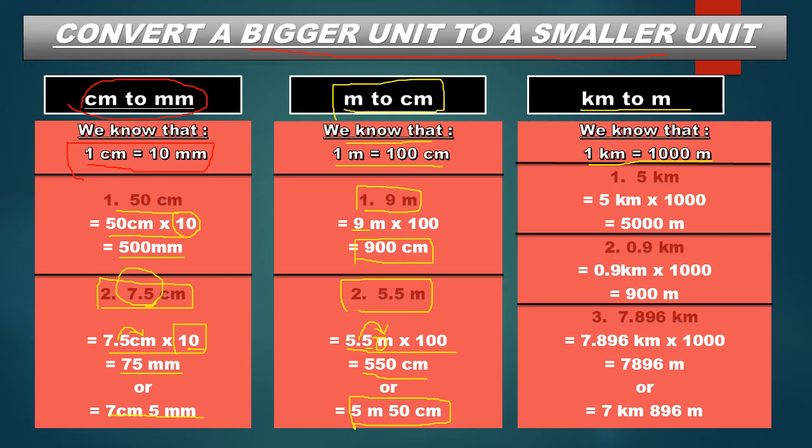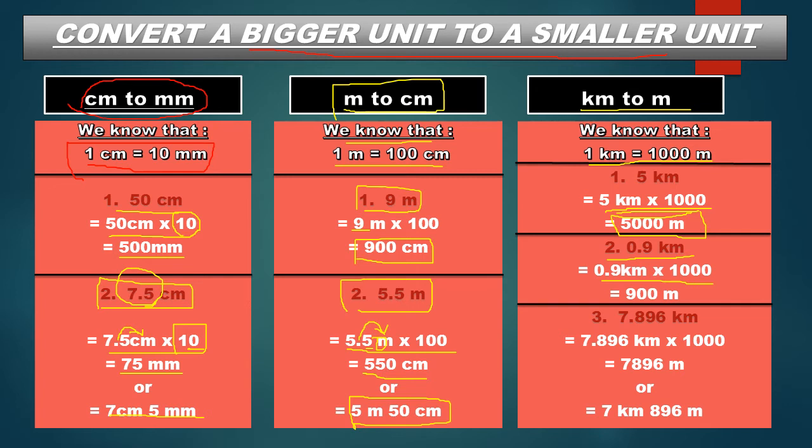The value which is given, we have to multiply the value by 1000. For example, to convert 5 kilometer to meter, multiply 5 by 1000. That makes 5000 meter. In second example, we have 0.9 kilometer. Now to convert 0.9 kilometer to meter, multiply 0.9 by 1000.